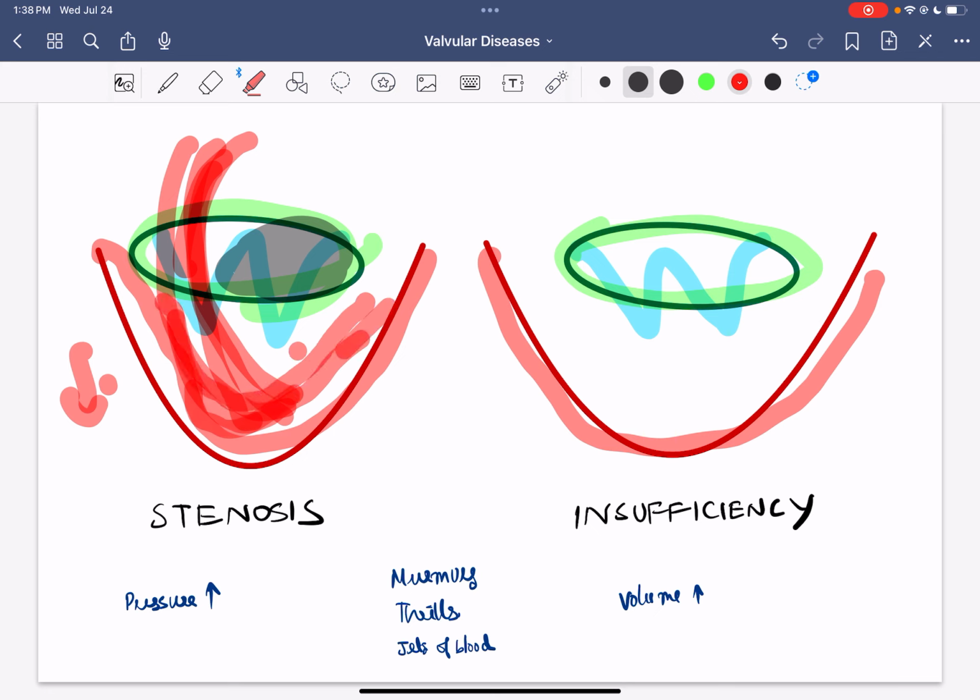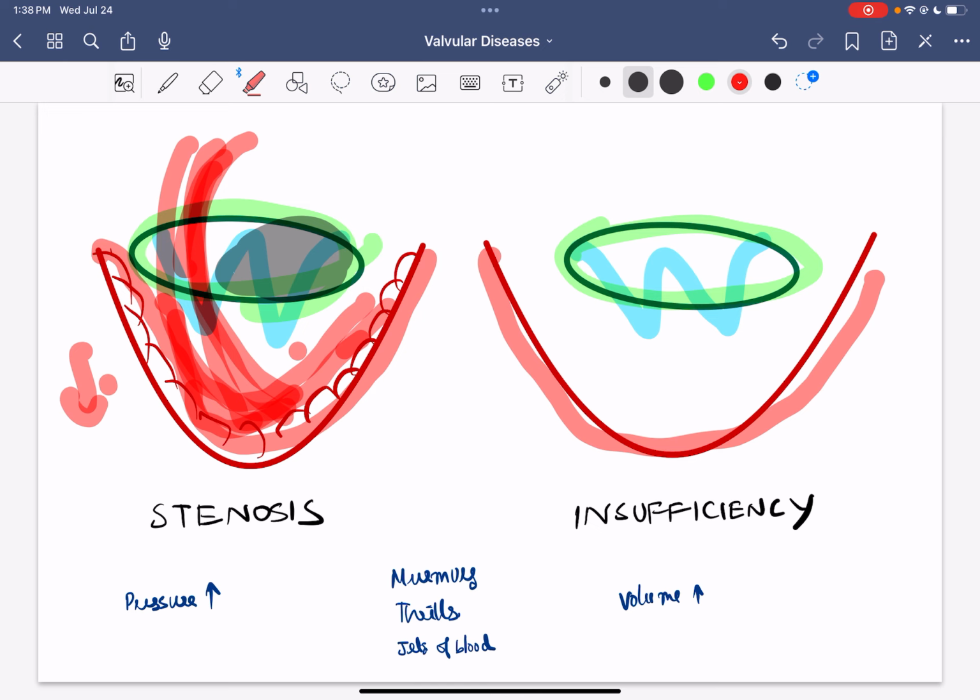And if there is pressure buildup, what will happen to the cells of the heart? The cardiac myocytes will hypertrophy to compensate. They will also grow big. So there is hypertrophy seen. So stenosis is primarily related to pressure.